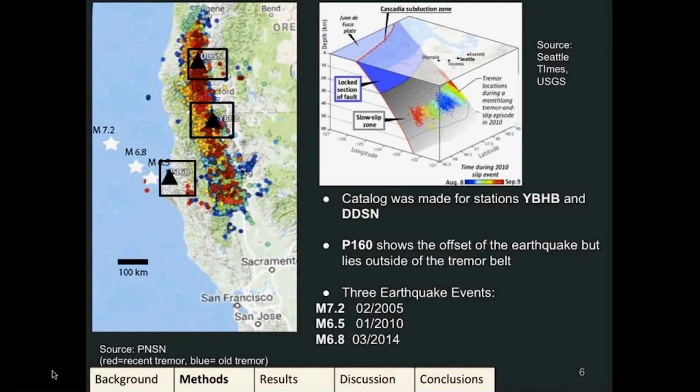I also included P160 just to show the earthquake events that I was planning on looking at. And the 3 earthquake events that happened in the Gorda Plate, Mendocino Triple Junction region were a magnitude 7.2 in 2005, a magnitude 6.5 in 2010, and a 6.8 in 2014. So I wanted to look at how ETS was changing before and after each earthquake event.